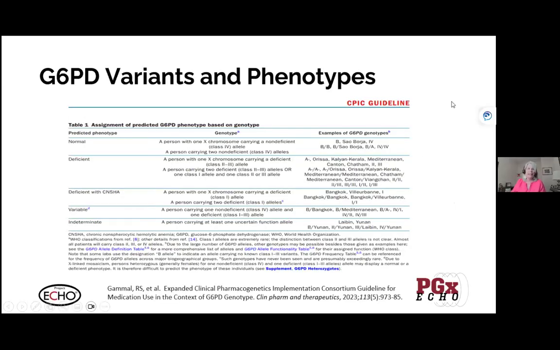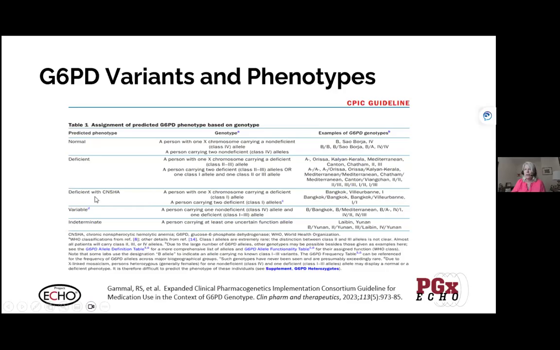And this is the CPIC guideline that shows a little bit more that a normal patient has either one X chromosome, that's a normal variant, or they have two X chromosomes and they are both normal functioning. A deficient patient will have either only one X chromosome that's deficient, that's one of these variants that has deficient function, or they could have two X chromosomes that are both deficient. So if both their mom and their dad had deficiency that they passed along, then that would be the case for someone with two X chromosomes.